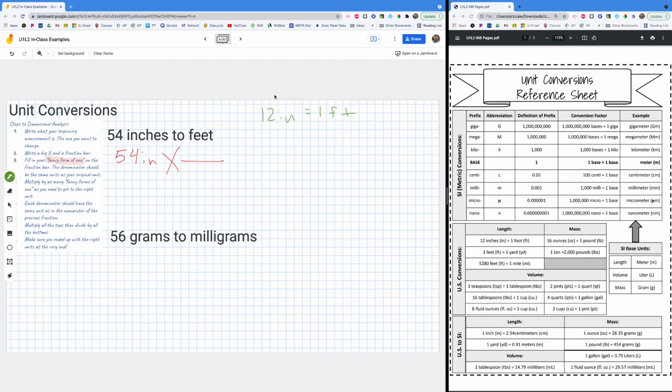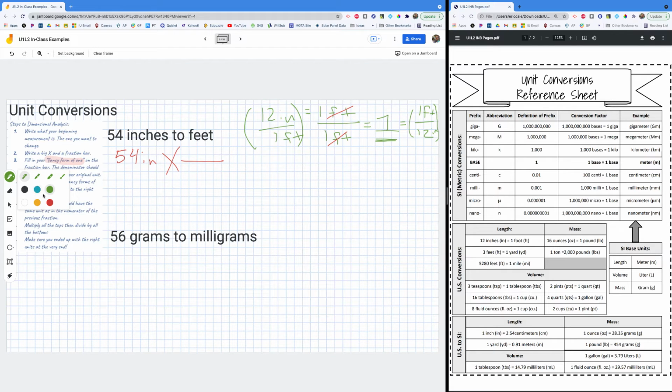So 12 inches over 1 foot. If I were to divide each side by 1 foot, what happens to the 1 foot over 1 foot? Well, it cancels out, and we're left with 1. So I'm saying that 12 inches over 1 foot is equal to 1. I could have done it the other way and divided by 12 inches, and I would have gotten 1 foot over 12 inches. And that is also equal to 1. So that's where I get the phrase fancy form of 1. It's just a fancy way to say 1.